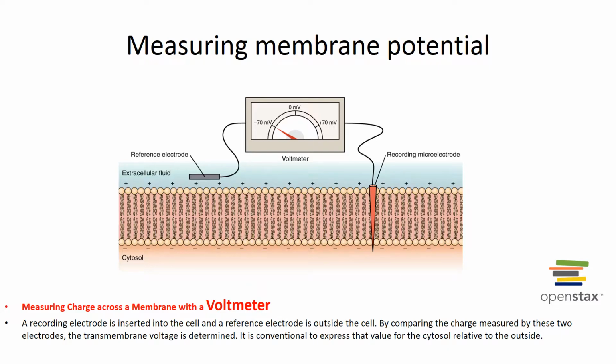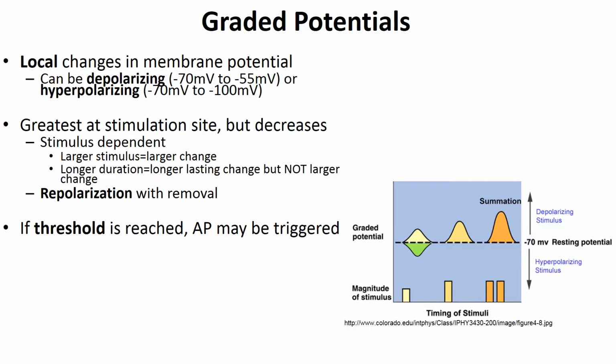And here we could measure the resting membrane potential using a voltmeter to see the distribution of charge across the cell membrane. Now, graded potentials are a process and can sum to produce an action potential.